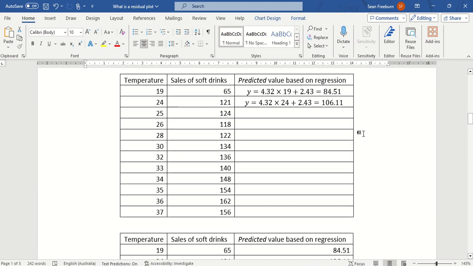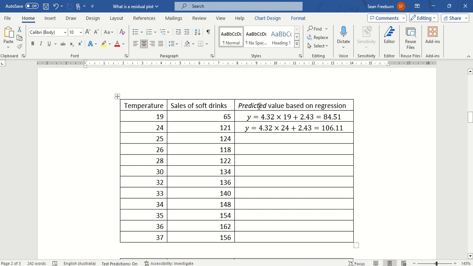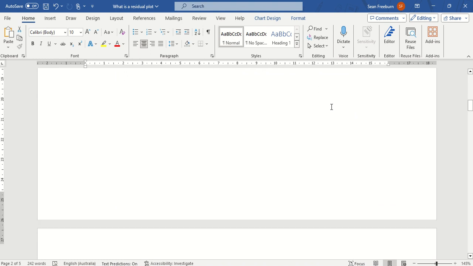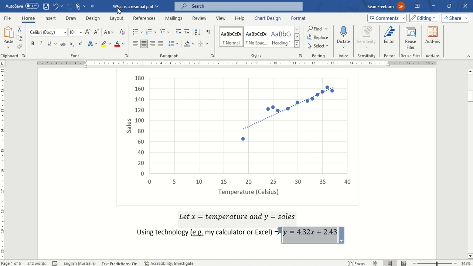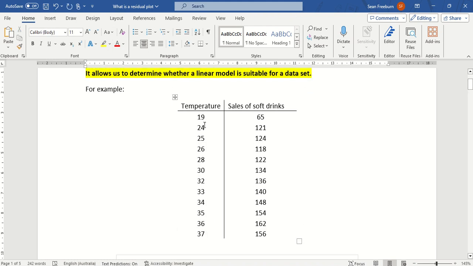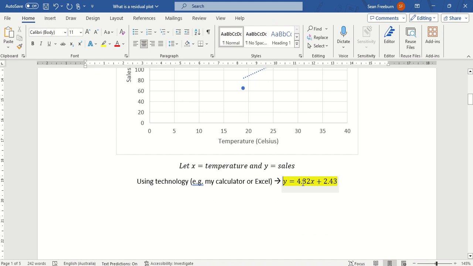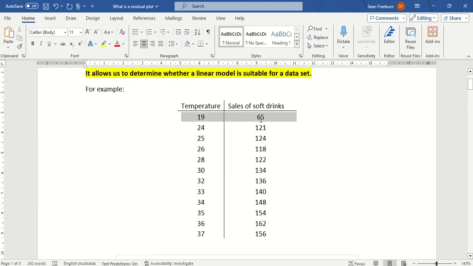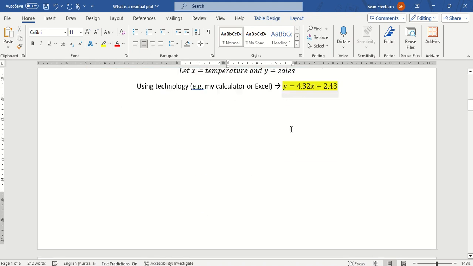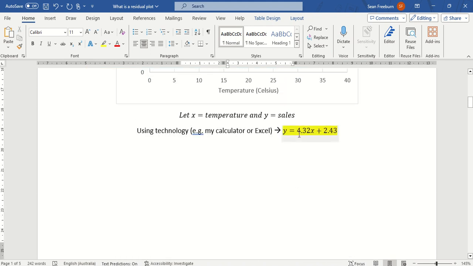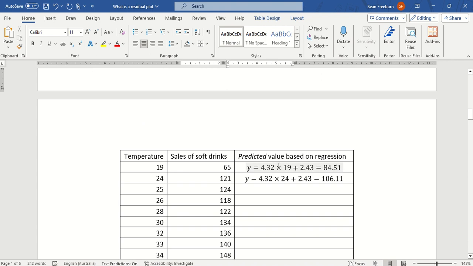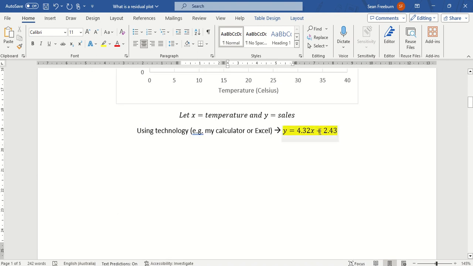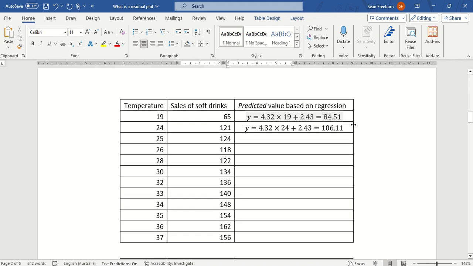So what we need to do is create a table like this. So the predicted value based on regression. What I've done is I've taken my formula here and I've substituted every single temperature point into that. So my first temperature point was 19 degrees, as you can see up here. And I've substituted into my formula that I found here, 4.32 times 19, my first temperature point, plus 2.43, as my equation says here. And that gives me a predicted value of 84.51.